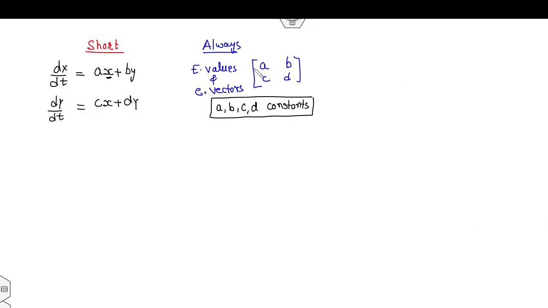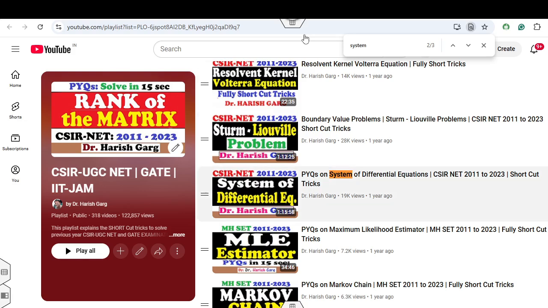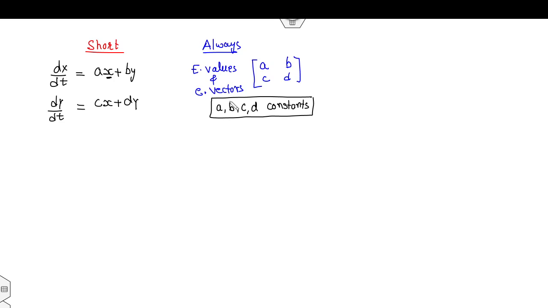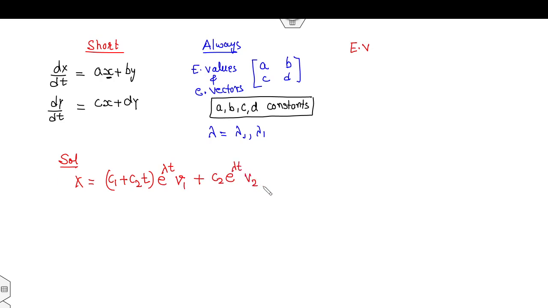Fine. Then what is the shortcut trick? As again I mentioned in the lecture, you should listen to that lecture. If the roots come out the same, if your eigenvalues are same, lambda and lambda, then the solution is (c1 plus c2 t) e raised to power lambda t v1 plus c2 e raised to power lambda t v2. Fine. Where v1 and v2 are the eigenvectors.